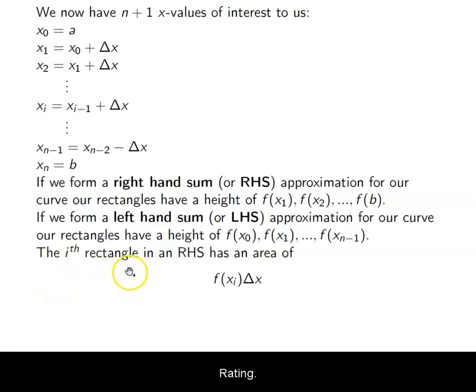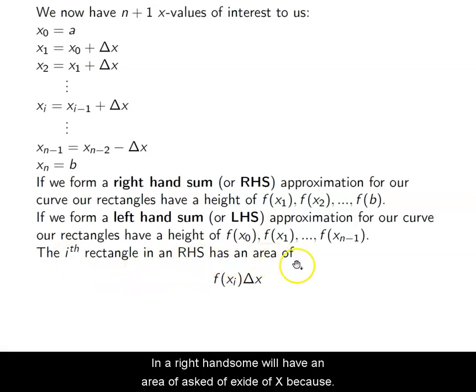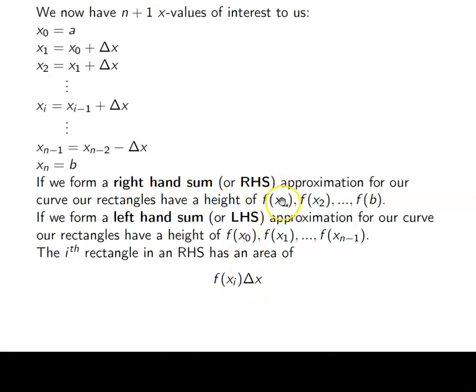The ith rectangle, so really just any random rectangle in the middle, is what we mean by the ith rectangle. In a right-hand sum, we'll have an area of f of xi delta x, because the first one that I evaluate for the first rectangle is f of x1. The x value I use for the second rectangle is x2, and so forth. So the ith rectangle in the right-hand sum is just x sub i. So the seventh rectangle will have a height of f of x7 times delta x.